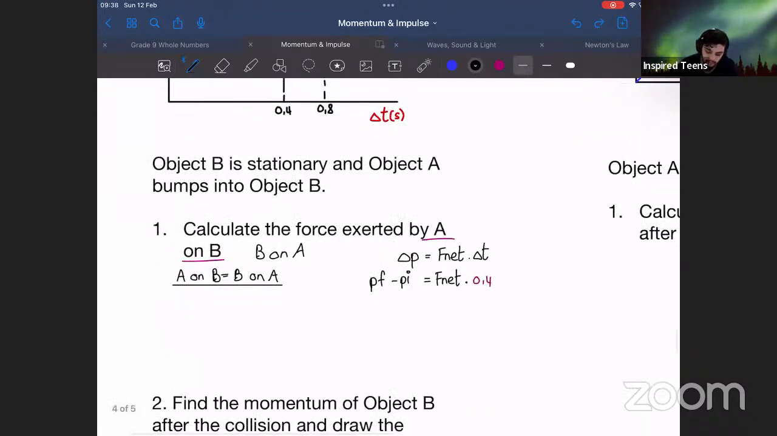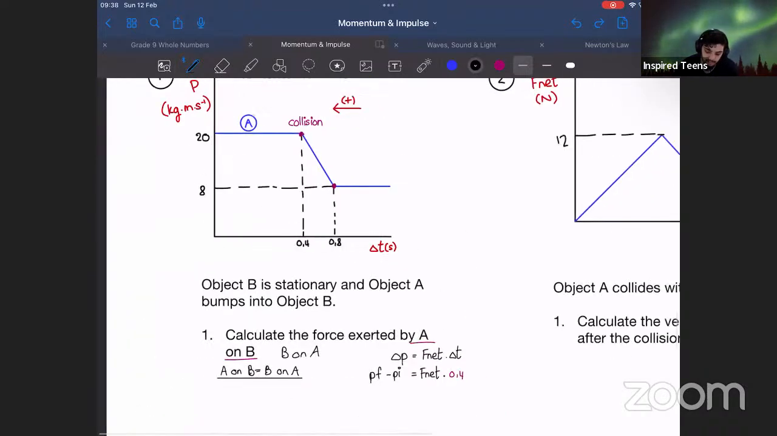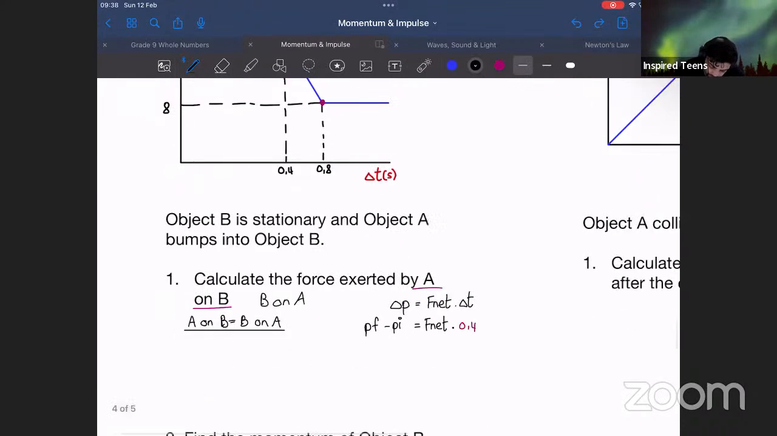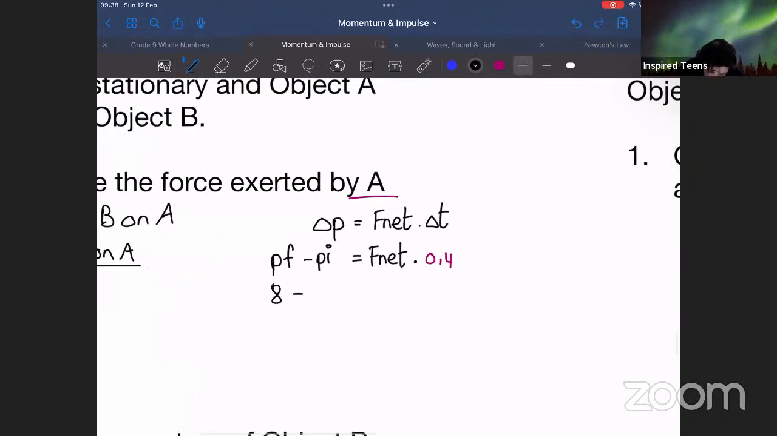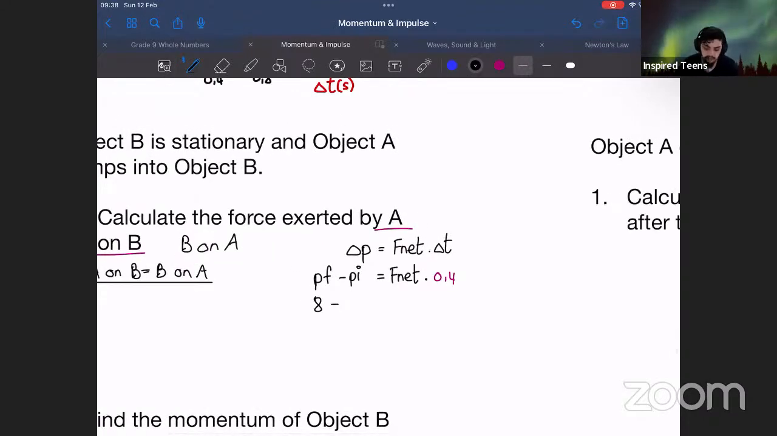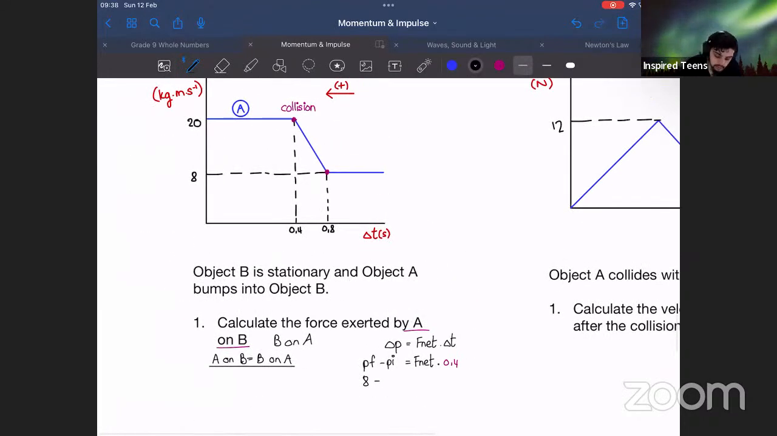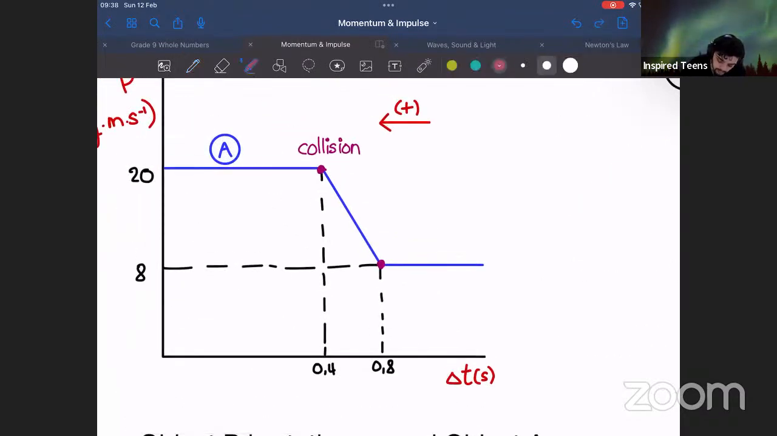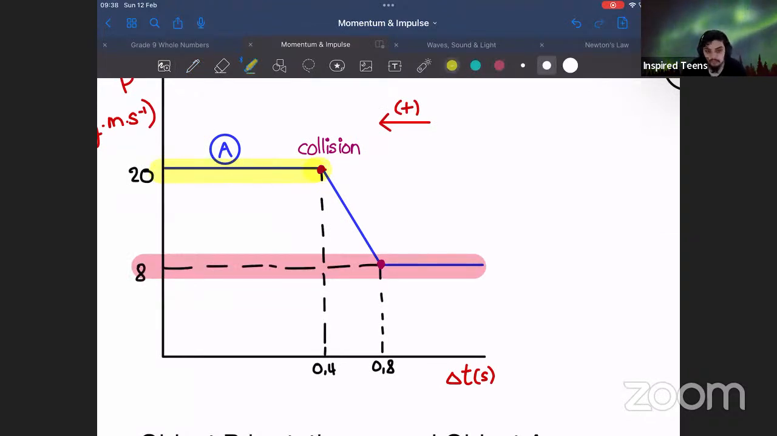Okay. So now we have to consider P final minus P initial. Okay, so this is simple. Our P final is 8 kg meters per second, directly from the graph. All right. Then we have P initial. Okay, I see a correct answer in the chat. Then we have the initial 20. Right, let's look at it more carefully. After collision, it was at 8 kg meters per second. Before collision, it was at 20 kg meters per second.